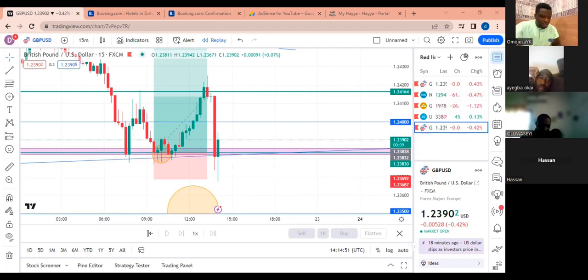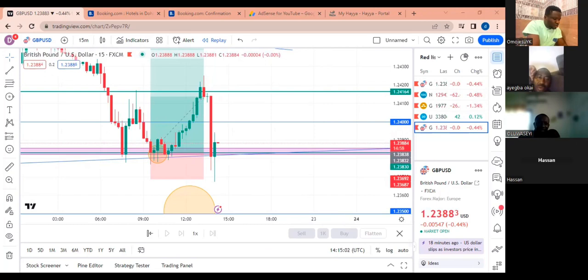So this candle, can we call it the hammer? Which one? New candle has opened. Please, I want to send. I forgot to send this link. Okay.